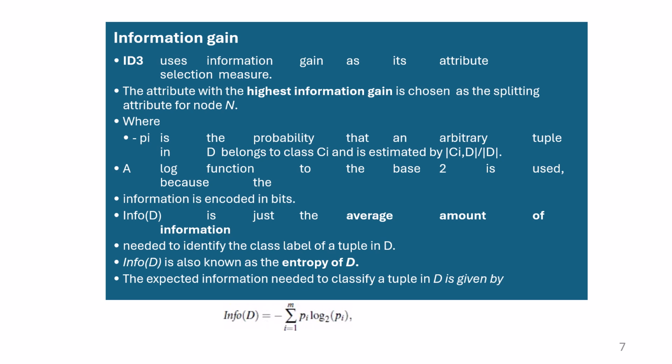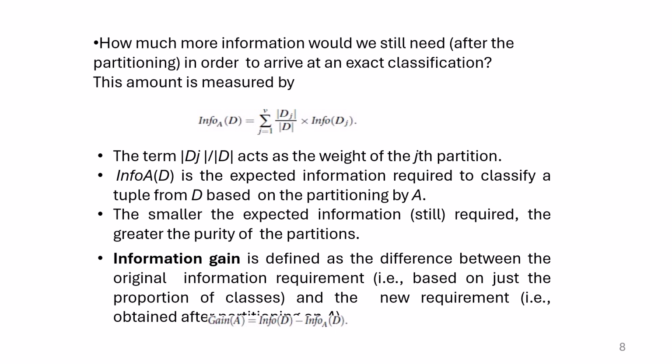The information needed to classify a tuple in D is given by Info(D) equals minus the sum of i equals 1 to m of pi log of pi. How much more information would we still need in order to arrive at an exact classification? The amount is measured by Info_A(D), the sum of j equals 1 to v of the size of Dj divided by D multiplied by Info(Dj). The term Dj divided by D acts as a weight of the jth partition.